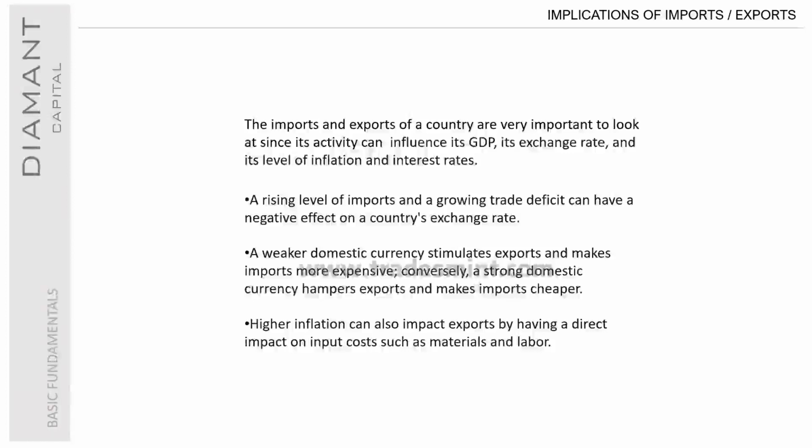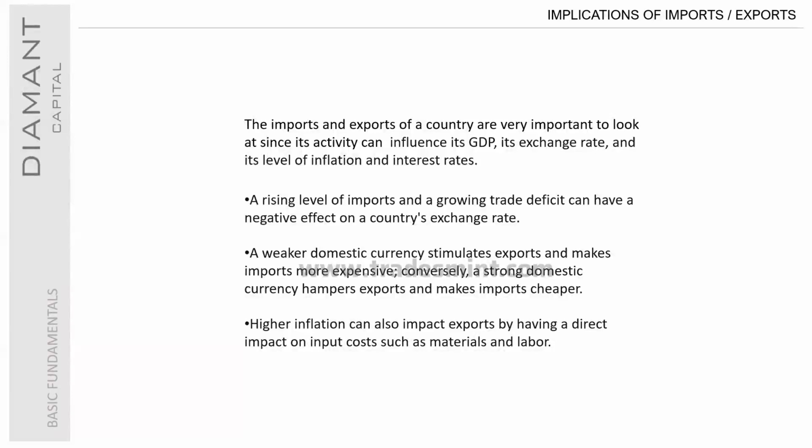Also, a weaker domestic currency stimulates exports and makes imports more expensive. Conversely, a strong domestic currency hampers exports and makes imports cheaper. So remember how we were talking about when you devalue your currency, you become more competitive because your prices are a lot cheaper than everyone else. That's exactly what some countries deliberately do to make their exports cheaper for the international economy in a way.